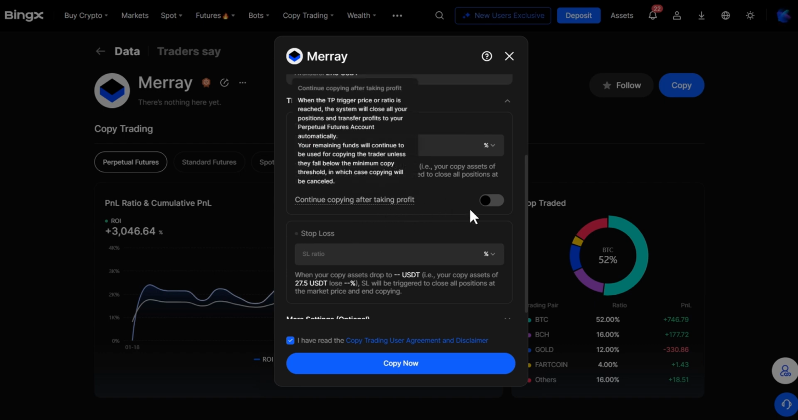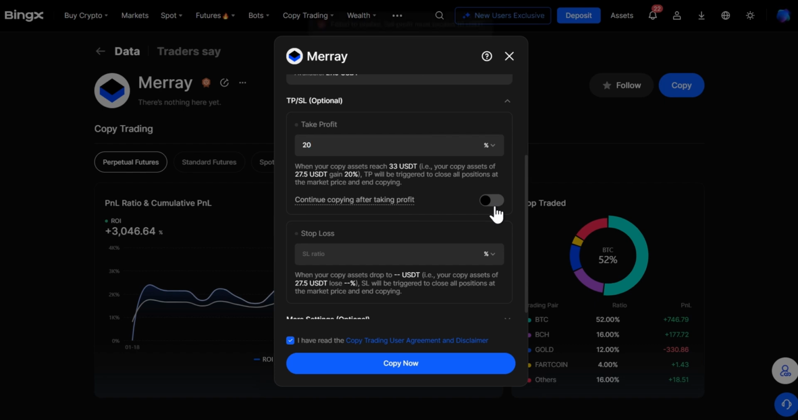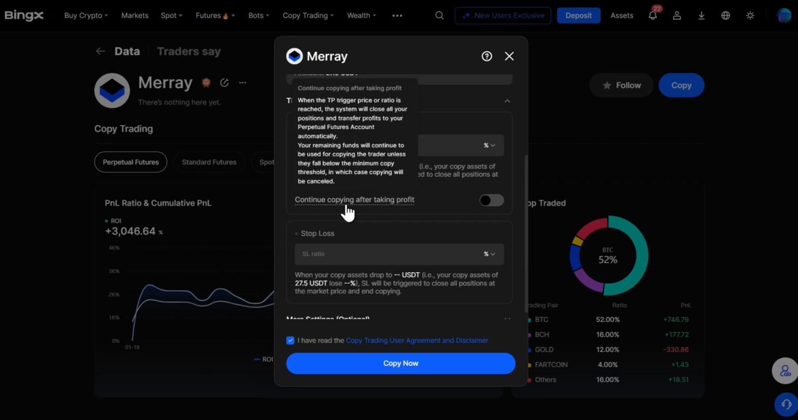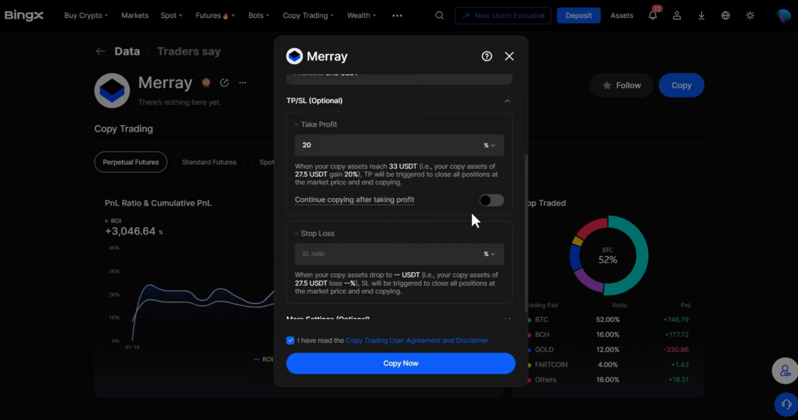You can also enable continue copying after taking profit. When the TP trigger price or ratio is reached, the system will close all your positions and transfer profits to your perpetual futures account automatically. Your remaining funds will continue to be used for copying the trader unless they fall below the minimum copy threshold, in which case copying will be cancelled.